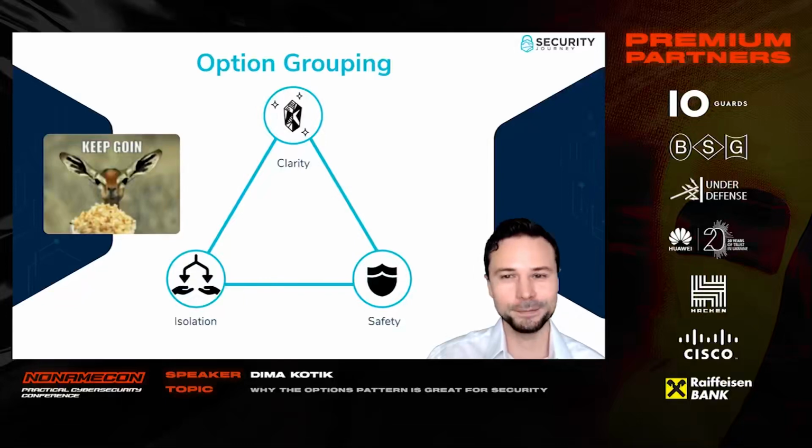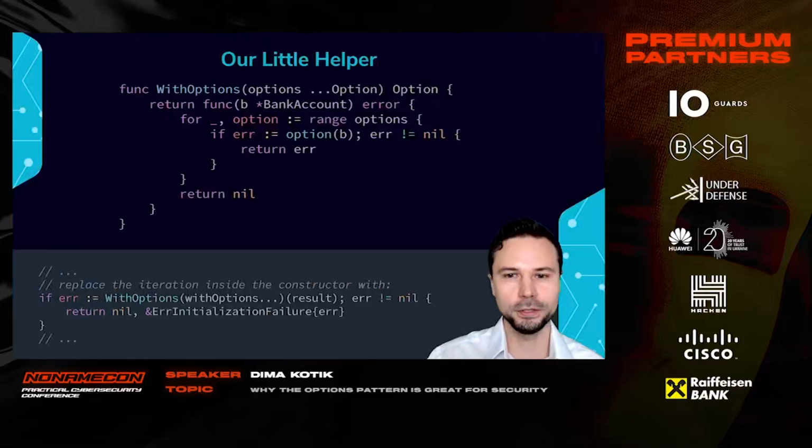There's another improvement to be made here, and it's called option grouping. Option grouping can allow you to use isolation, clarity, and safety by combining options together. How does this work? Well, let's write a little helper function. We'll call it our little helper with options. That will take a list of options and sequentially apply them to the pointer of our main object and return an error if there is one. We have already written something like this in the constructor, so why are we pulling this out into a separate routine?